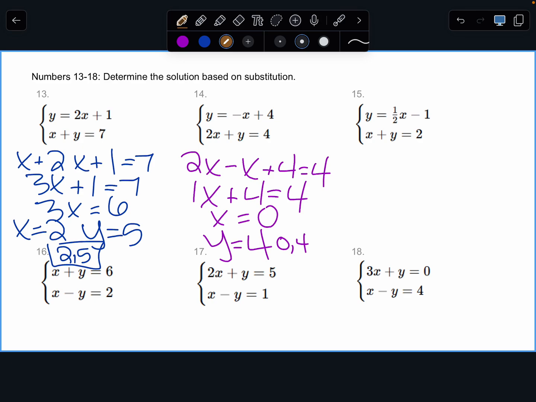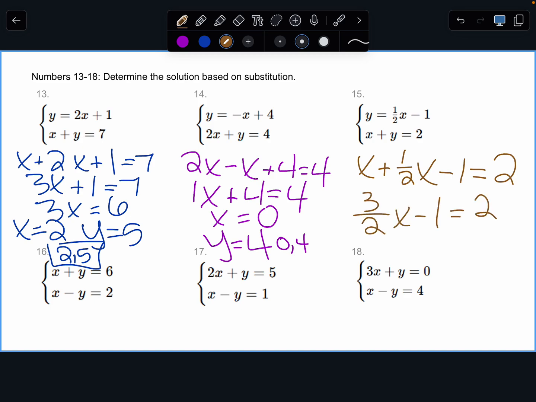Here, you're going to have a little bit of a fraction. So x plus 1/2 x minus 1 equals 2. So here you'll get 3 over 2x minus 1 equals 2. 3 over 2x equals 3. And then you should be doing 3 divided by 3 over 2. Oops.